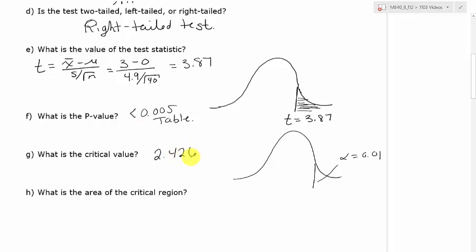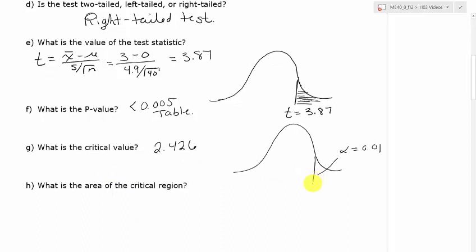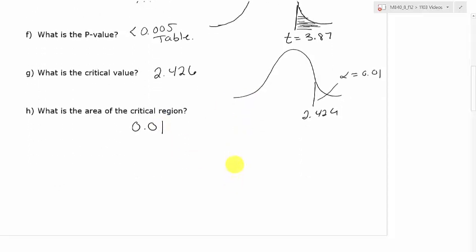And what is the area of the critical region? That is the alpha level, so just 0.01. So they're just trying to really drive home the fact that the area of the critical region and the significance level are the same. So that's what they're really trying to get across in that one. You can do all of this on your calculator.